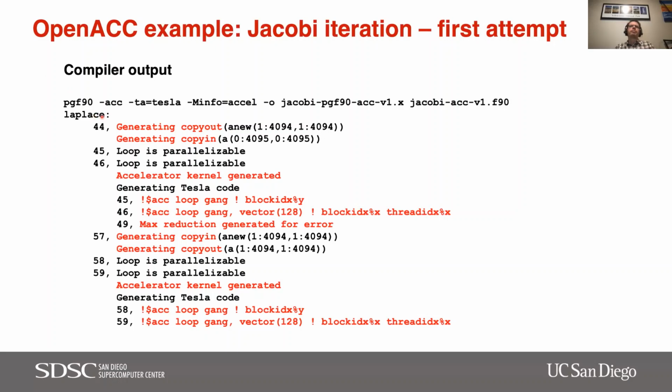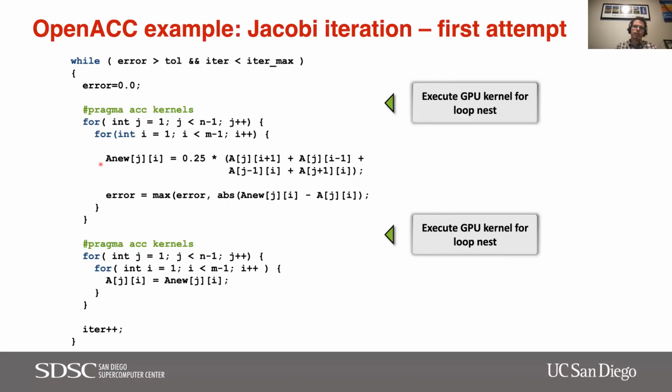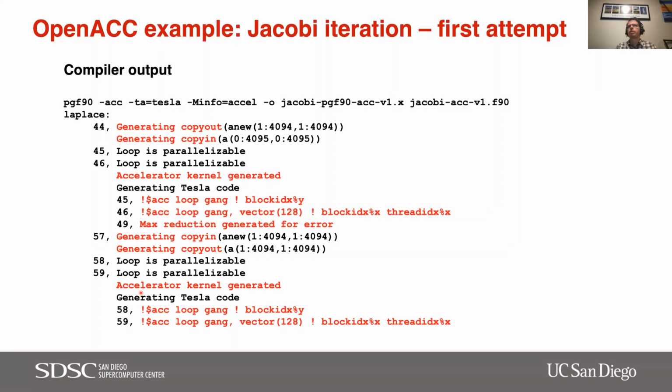Now we compile this, and you can use the Fortran version. In the example, there's a Fortran version, and there's also a C version. And you'll see what it does. It generates this copy out, copy in, accelerator kernel generated, and so on. You get all this information. So it generates 2 kernels for the 2 regions here, right? For this update, the Jacobi update, and for the swap, the data elements copy operation.